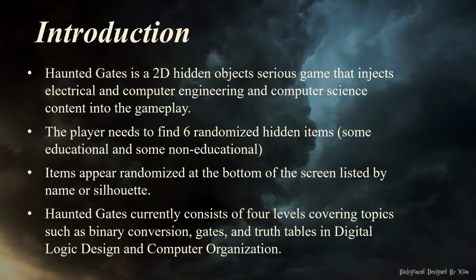Haunted Gates is a 2D hidden object series game that will inject electrical and computer engineering as well as computer science content into the gameplay. The player will need to find 6 randomized hidden objects. Some will be educational and some will be non-educational. Items will appear randomized at the bottom of the screen and they will be listed by name or silhouette. Haunted Gates currently consists of 4 levels covering topics such as binary conversion, gates, and truth tables in digital logic design and computer organization.